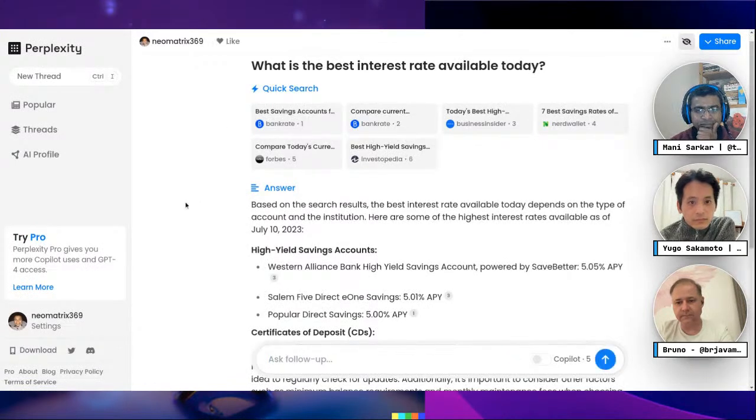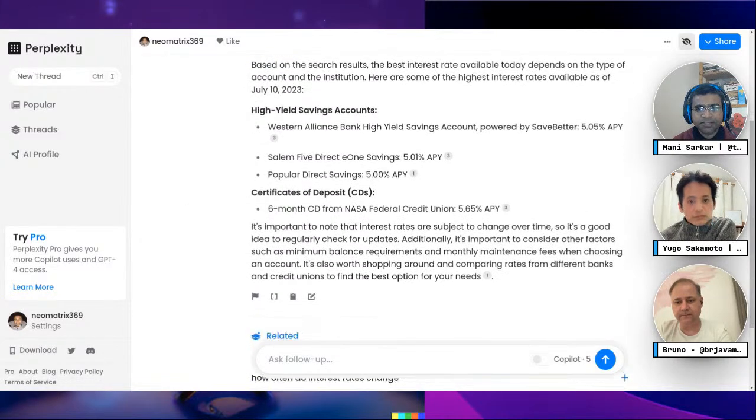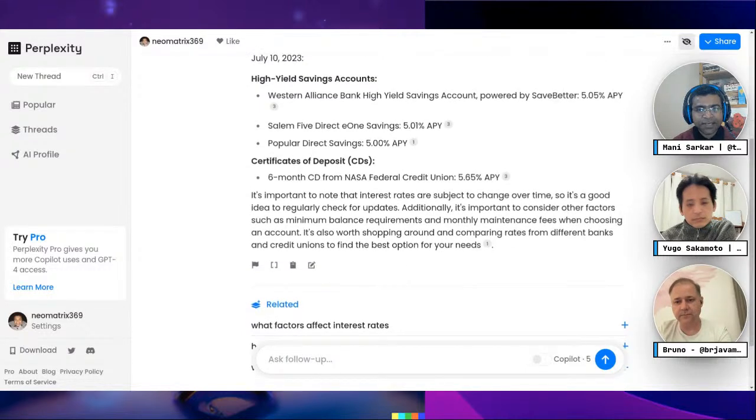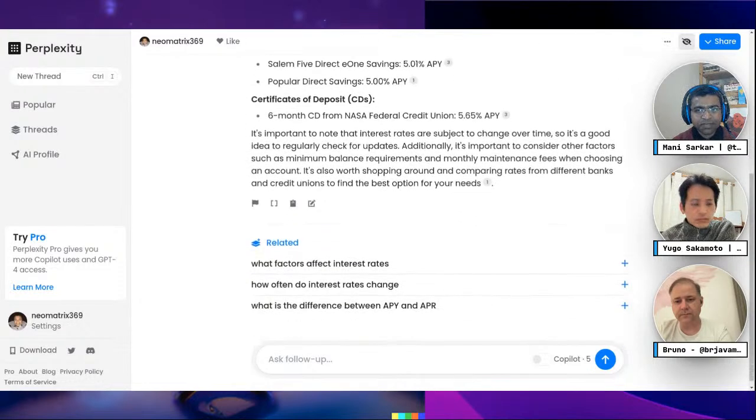Right? And so, if you saw, I was on that other page which had a list of all kinds of interest rates from different types of accounts. And so if you see down below here, based on several results, the type of account and institution, here are some of the highest interest rates available as of 10th of July, which is today. High yield savings accounts, 5%. Certificates of deposit, 6 months, 5.65%.